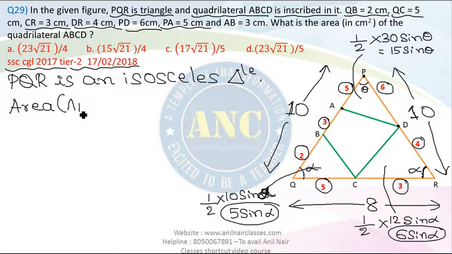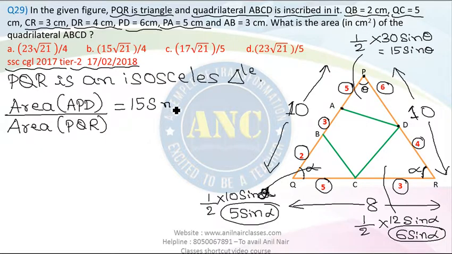But can I say that if I take the ratio of the area of triangle APD with my outer triangle area PQR, we know that it is 15 sine theta divided by the area of triangle PQR. The same thing I can apply here also. Theta I am taking, the opposite side of theta is QR, forget about it, multiply the other two sides, 10 and 10, so it is 100 sine theta, 15 sine theta divided by 100 sine theta. I hope I am making sense.